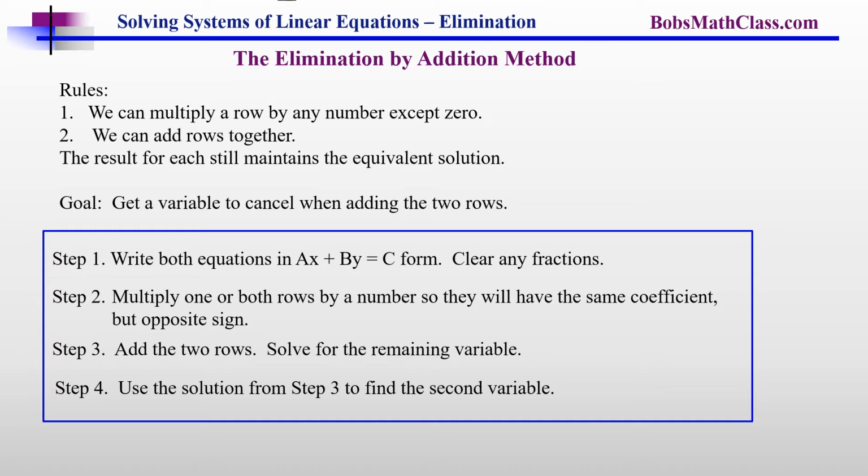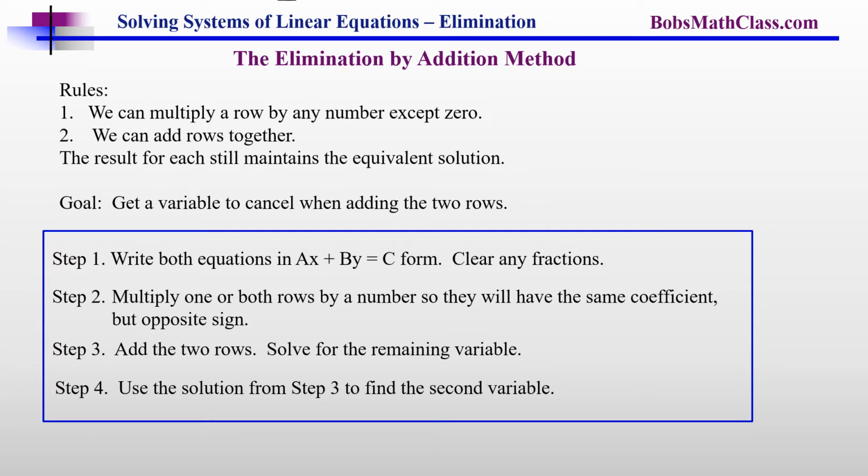Right, so here's our first step. Number 1, write both equations in this form: ax plus by equals c. So you want the x first, the y second, and we don't want any fractions. So if you have any fractions, just get rid of them by multiplying each term by the LCD. So clear any fractions.